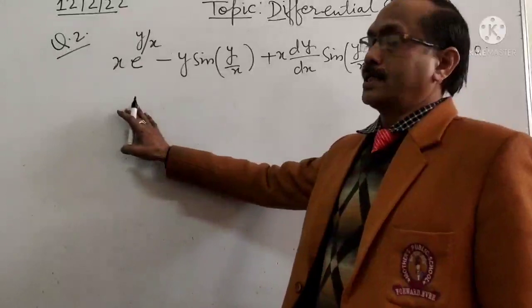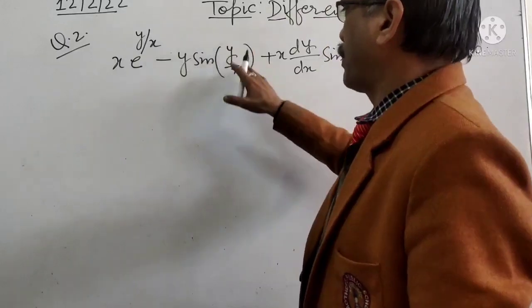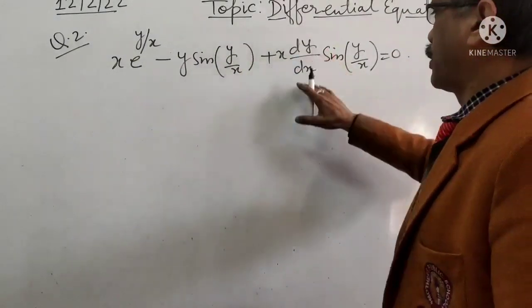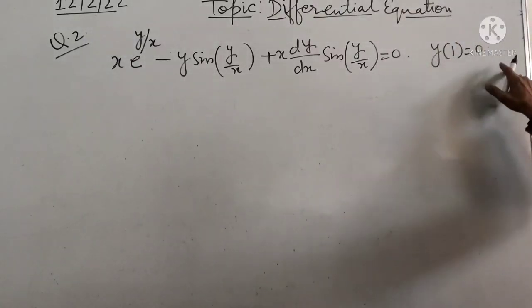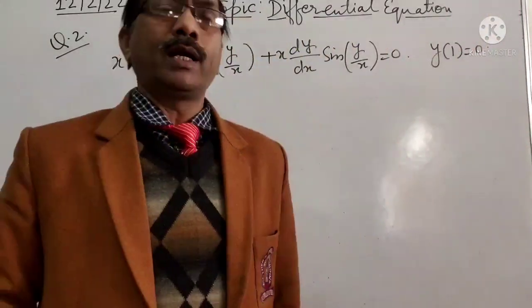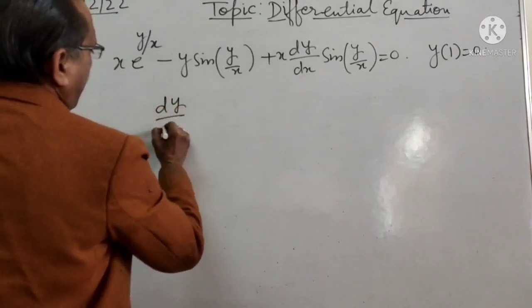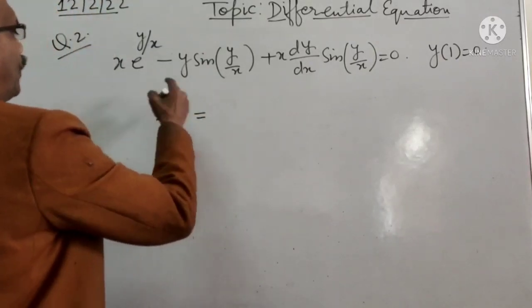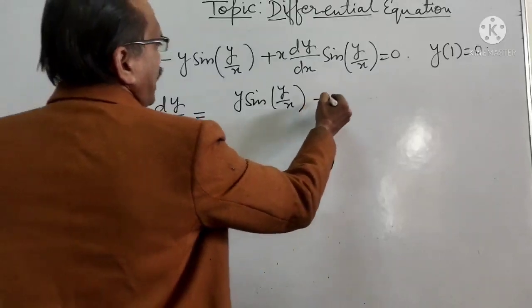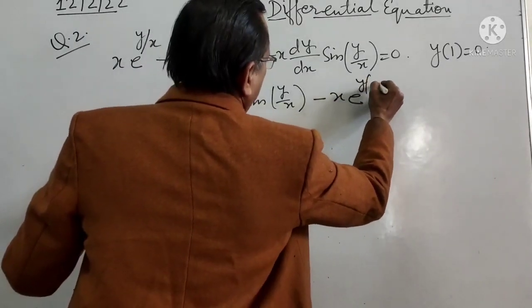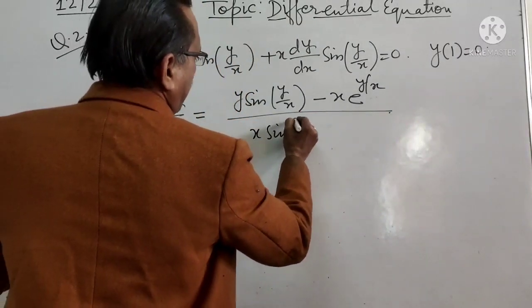Now the next question is x e^(y/x) − y sin(y/x) + x dy/dx sin(y/x) equal to 0. Here when x = 1 and y = 0. So let us find dy/dx. So here dy/dx equal to (y sin(y/x) − x e^(y/x)) divided by x sin(y/x).